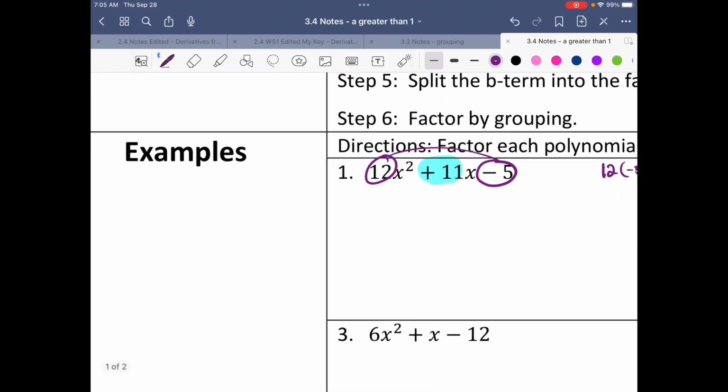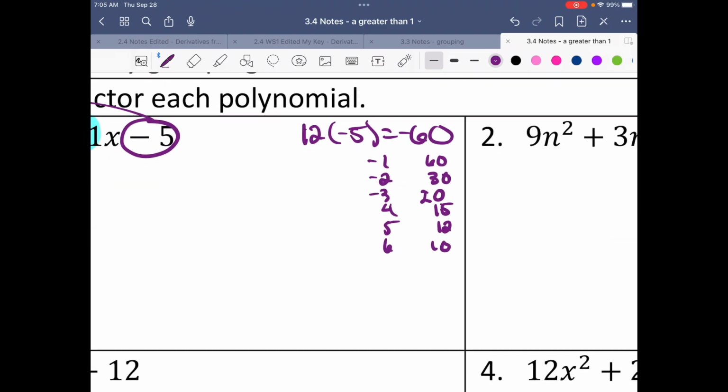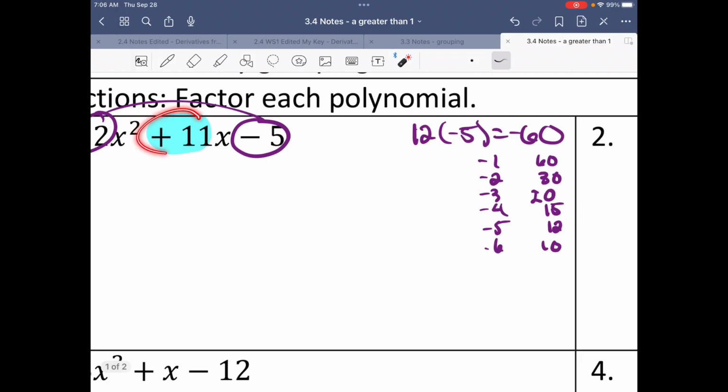So if my b term is positive, my little factor is negative. If I make all these negative, the reason the little factor has to be negative is because the bigger number, the positive number, has to outweigh the negative number to keep your b term positive.